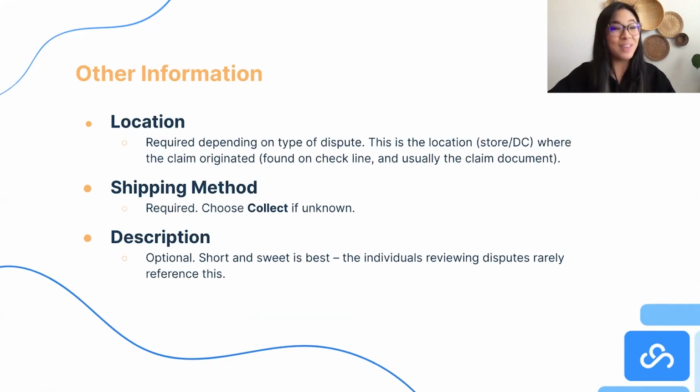Short and sweet is best. We've actually interviewed a number of Genpact associates, and they noted that individuals who are reviewing the disputes often don't even look at the description. They won't reference it until something gets rejected or they ask for more information and you send it, and then they'll take a look at your reasoning.